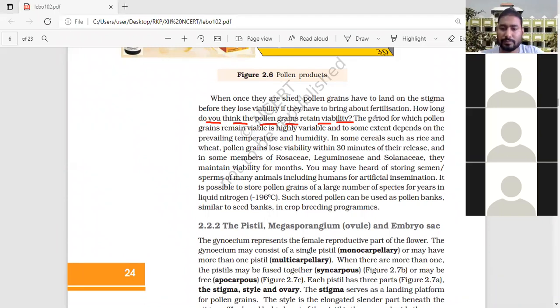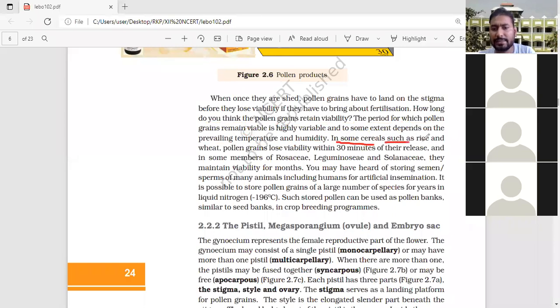Now, the period for which pollen grains remain viable is highly variable and to some extent dependent on the prevailing temperature and humidity. It depends on the temperature and humidity where the pollen grain is living. Look at some examples they have given.